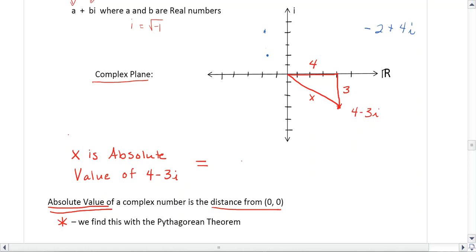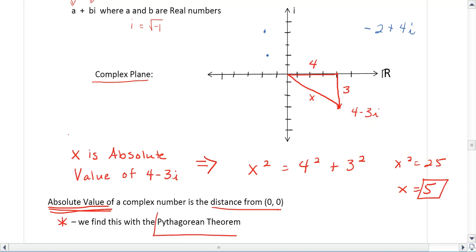To find this x, being the absolute value of 4 minus 3i, we use the Pythagorean theorem. We have that x squared equals 4 squared plus 3 squared. And so if we square 4, 16 plus 9 is 25, and so I have x squared is 25. Therefore, x is 5. So we can say the absolute value of 4 minus 3i is 5. So once again, absolute value is the distance from the origin, and we find that distance by using good old Pythagorean theorem.